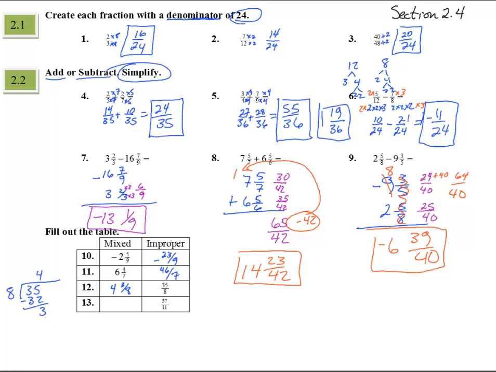11 going into 57. Let's go ahead and do that one here the same way. 11 goes into 57 5 times. So we're going to have a total of a whole 5 and a remainder of 2. So 2 11ths. Good.